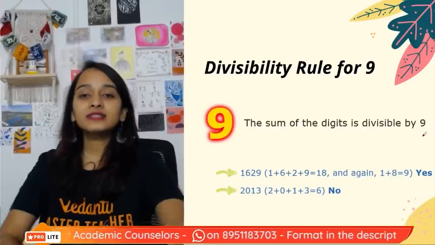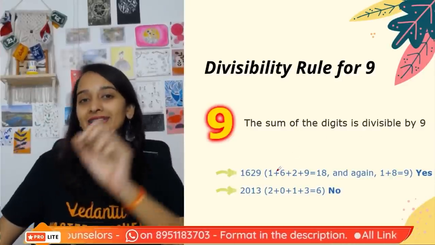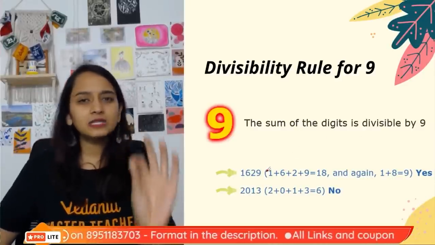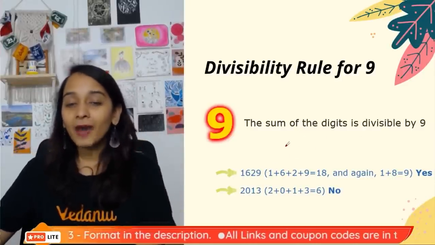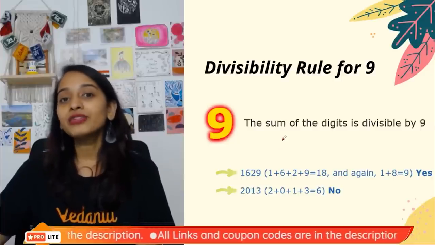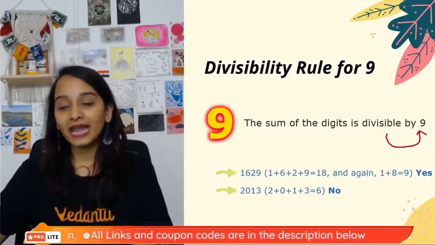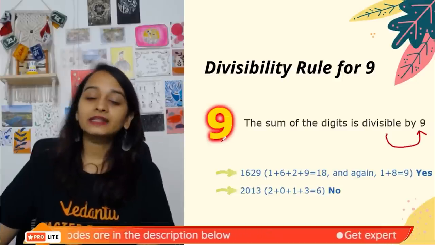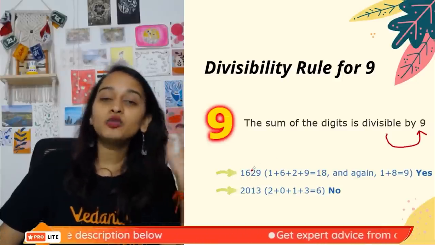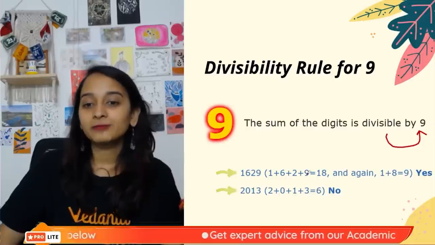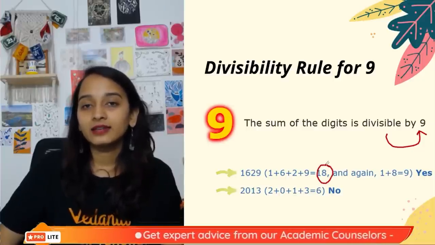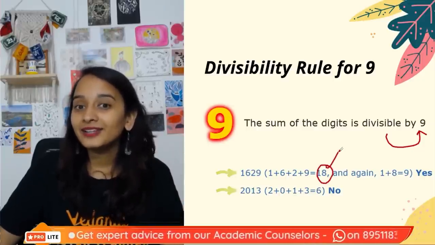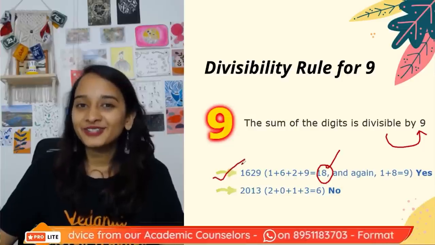Now, what is the divisibility rule for 9? It is the same as 3 with a small twist. यहाँ पे अगर the sum of the digits is divisible by 9, the entire number is divisible by 9. इसका मतलब क्या है? 1629, 1 + 6 + 2 + 9 = 18. 18 is divisible by 9. So this entire number is also divisible by 9.